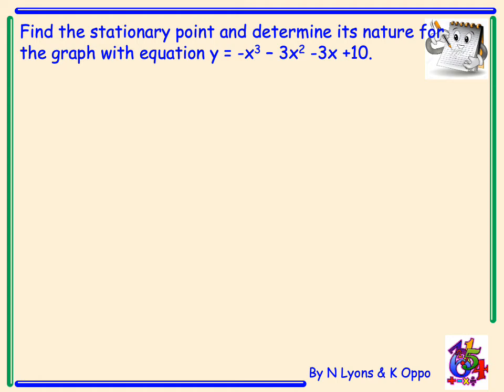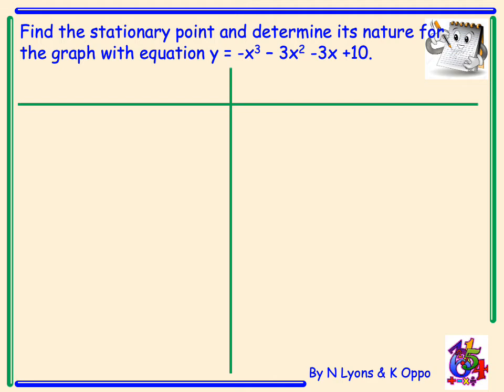Right, here goes. Here's our full worked example. Find the stationary point and determine its nature for the graph with the equation y equals minus x cubed minus 3x squared minus 3x plus 10. Again, we start these questions the exact same way each single time. I've got notation y equals, so our derivative is dy by dx. It's in context. So left hand side, let's look at the derivative. So dy by dx equals minus 3x squared minus 6x minus 3.